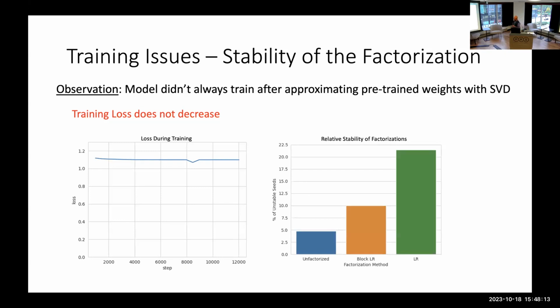This is showing that this actually happens even with the original unfactorized BERT matrix sometimes. But the green shows the fraction, essentially the percentage of times in the trials, that we basically just couldn't train with the low rank factorization. The orange shows the blocked low rank. So actually the blocked low rank seemed to be more stable, but neither of these was as stable as the base version.